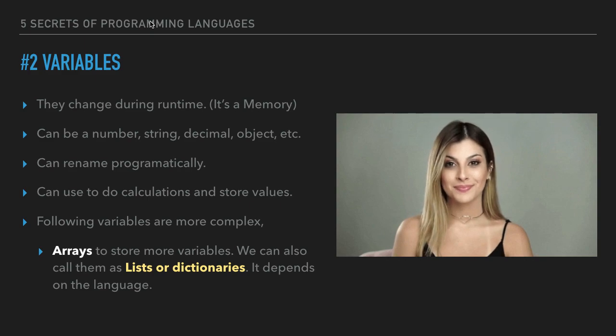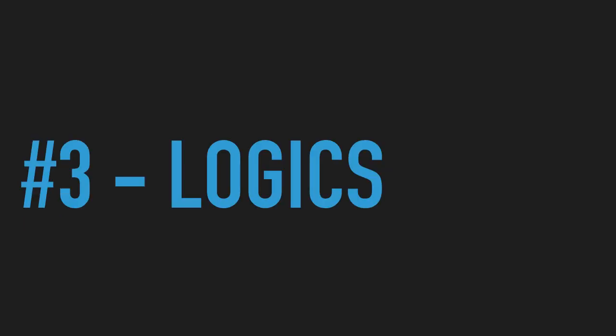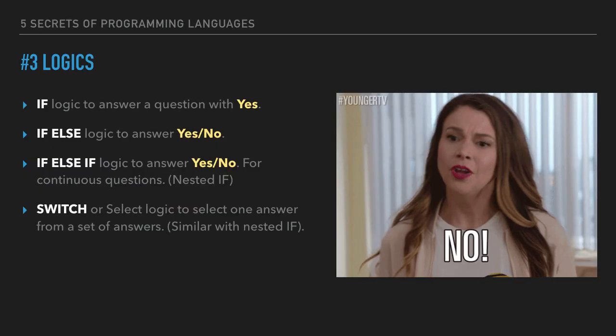So we are on number 2, variables. These are the 5 secrets of programming languages. PHP, JavaScript, Java, any programming language, they got variables. Let's move to number 3, logics. Okay. Now you know constants, variables. Now we should learn logics. What are logics? Let's move to logics.